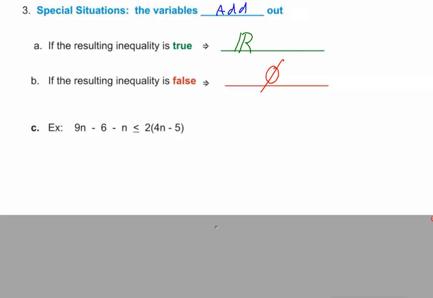Okay, so this looks involved, but it's not that big of a deal. If I were doing this problem, the first thing I would do is distribute on the right-hand side. So my right is an 8n minus a 10, right? As you distribute that, an 8n minus a 10. Makes sense?